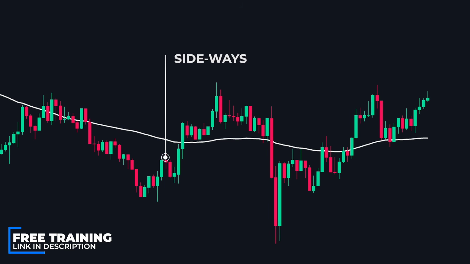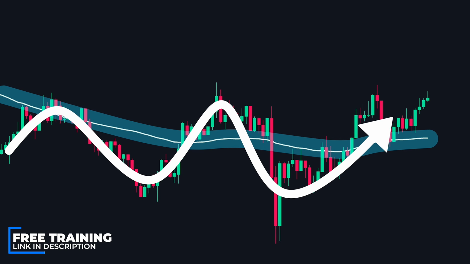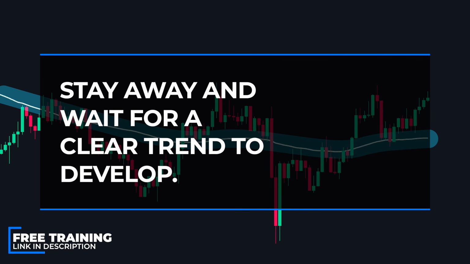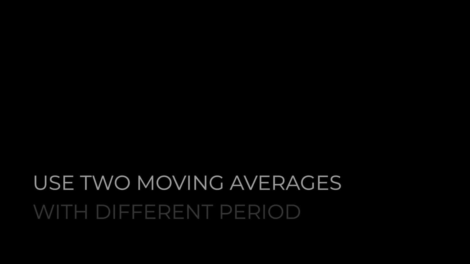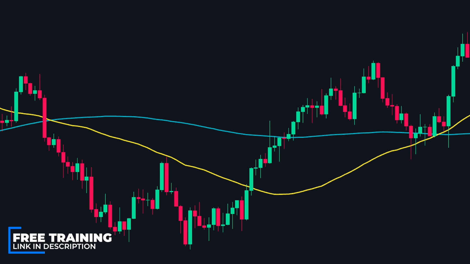Lastly, in sideways or range-bound markets, you will see that the price does not stay above or below the moving average for longer periods. It always switches above and below the MA like a pendulum. In such scenarios, it is best to stay away and wait for a clear trend to develop. A simple trick for a better analysis would be to use the 2 moving averages with different period settings. This way, you get the long-term and short-term analysis of the price.